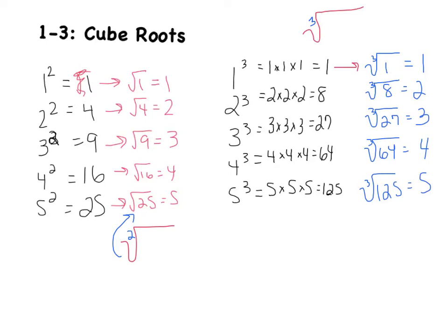Now one thing to keep in mind with this is I could never take the square root of a negative number because no number times itself would ever give me a negative value. For cube roots, it is going to be possible to come up with the cube root of negative 8. In this case, it's going to be negative 2.